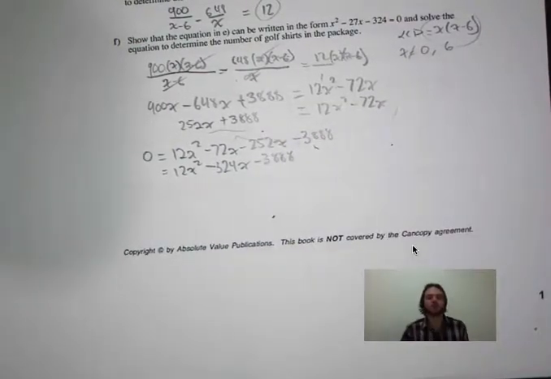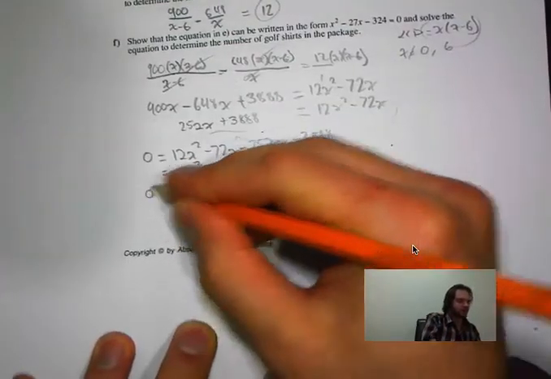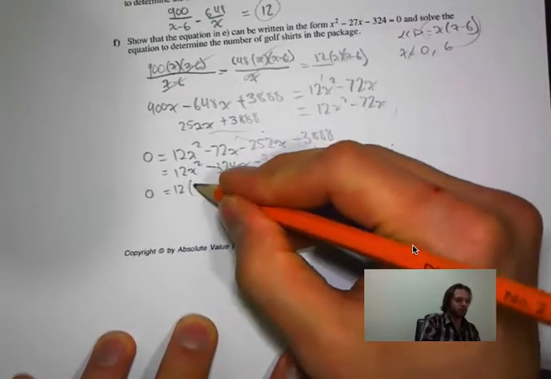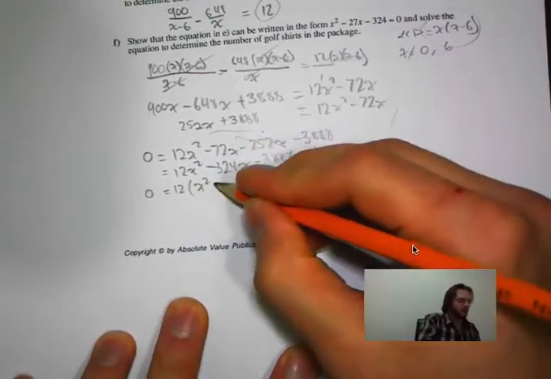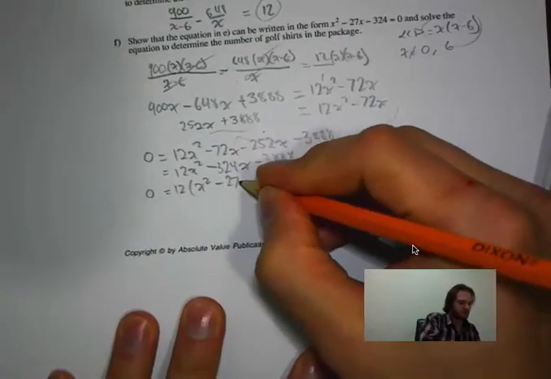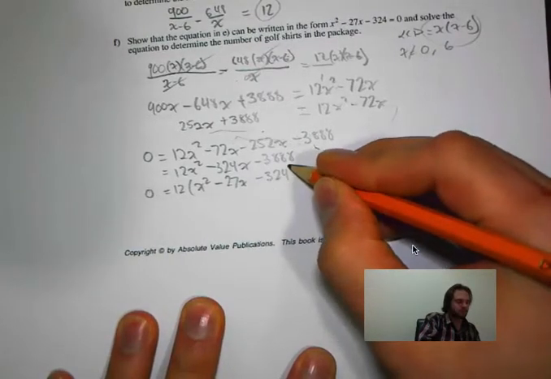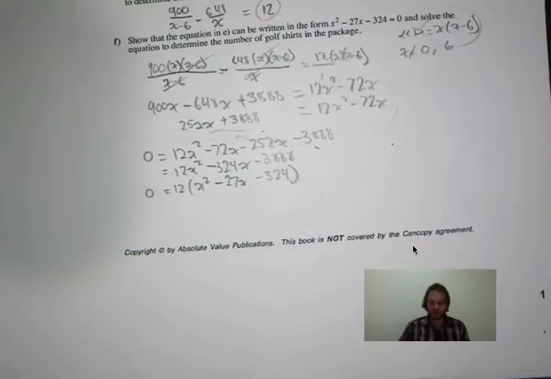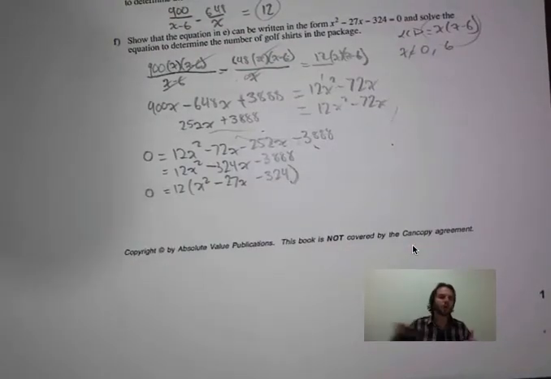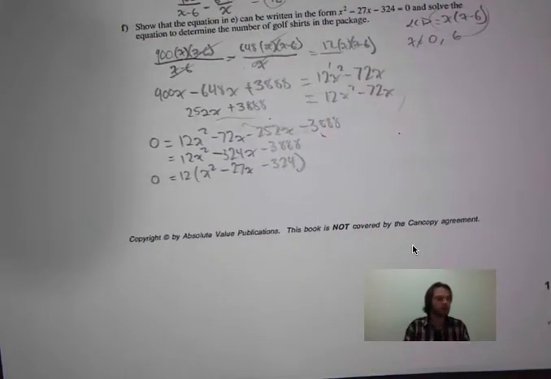Okay, now let's divide everything by 12. So I could factor out 12 here, out of everything, divide everything by 12, so I'm left with x squared, and we have minus 27x minus 324. Okay, so there we go. Now, we could factor it using the box method, which I did last time, or we could use our graphing calculator. Okay, so now it wants us to solve that.